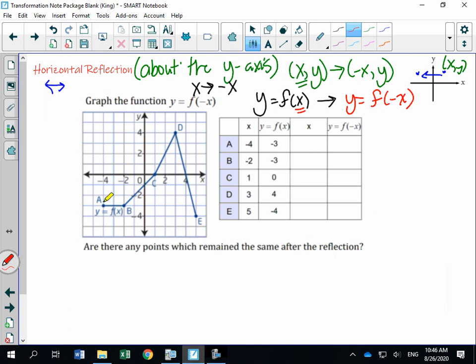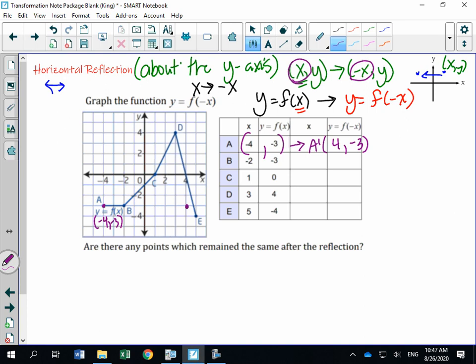So what we're going to be doing is taking this original function and doing a horizontal reflection. So let's look at the first coordinate, which was A. And A, they said, is at -4, -3, which is correct. And we know that with a horizontal reflection, our x goes to -x. So our new coordinate for A prime is going to be 4, -3. That will be our new coordinate. So that point gets reflected to here.